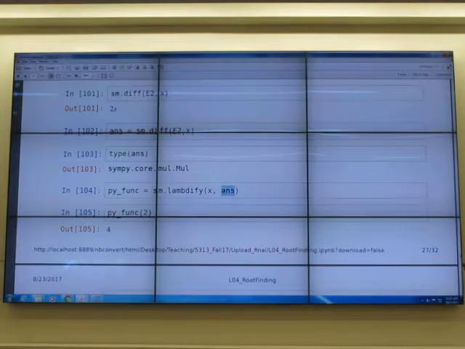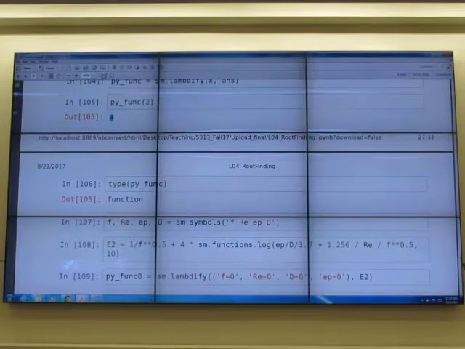So lambdify means changing from a Sympy symbolic function to a regular numerical function. So pi function of 2, multiplied by 2, gives me 4. That's how we switch between a symbolic function and a Python function. The type of pi function is just function.